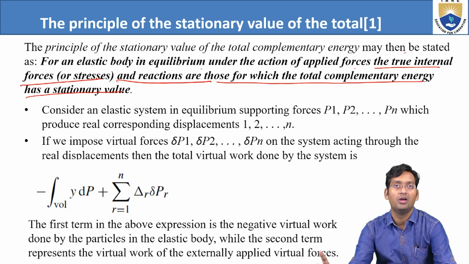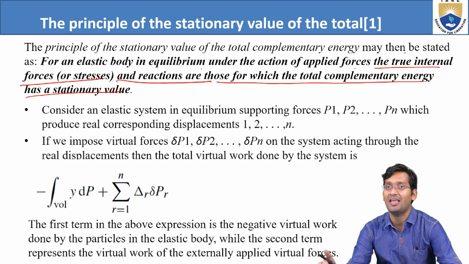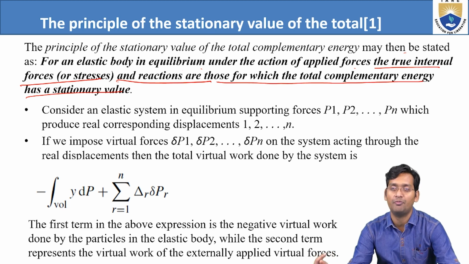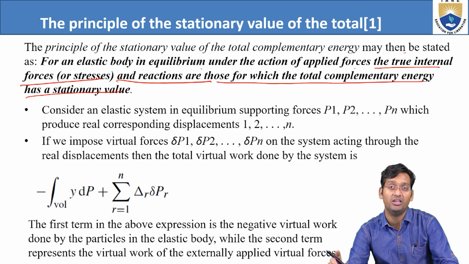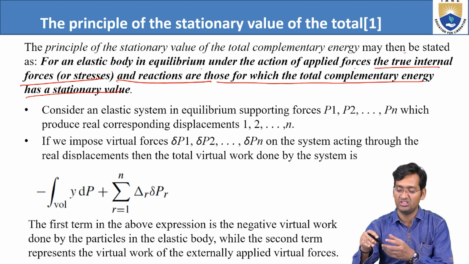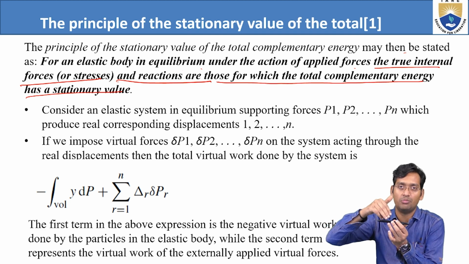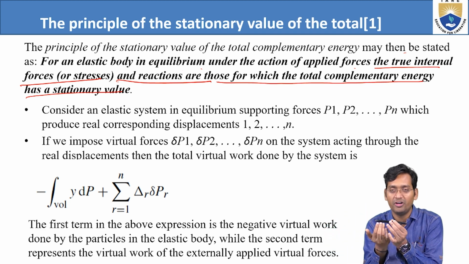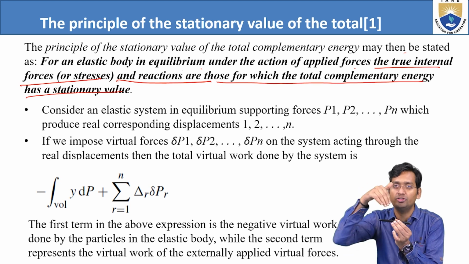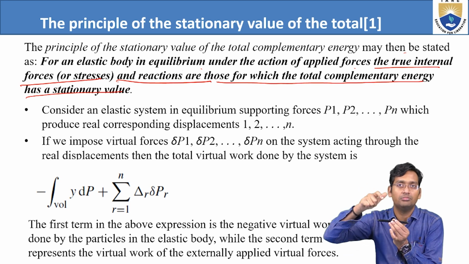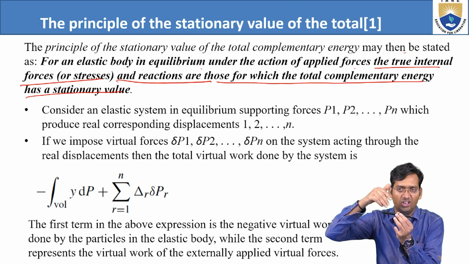So once again, for an elastic body in equilibrium under the action of applied force, when a force is applied on the elastic body and that body is in equilibrium, the true internal forces are the reason the body is in equilibrium. Suppose this is there. After applying the forces, this will move, but still that body is in equilibrium. Then definitely some internal force is acting opposite to the applied force. That is equal, and that's why this body is in equilibrium.